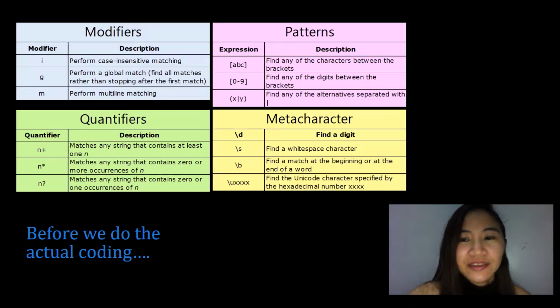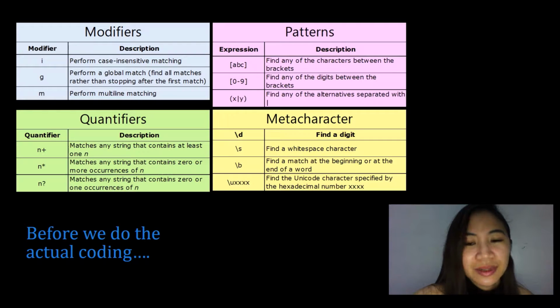And finally, there are meta characters. Meta characters are characters with a special meaning. For example, \d finds a digit, while \s finds a white space character. \b finds a match at the beginning or at the end of a word. While \uxxxx finds Unicode characters specified by a hexadecimal number.